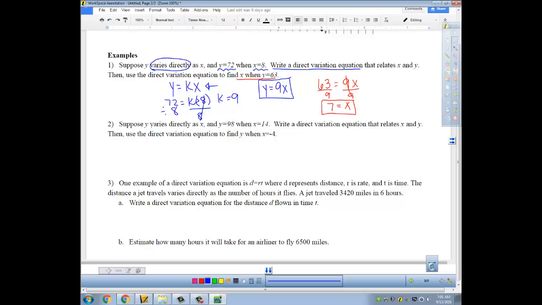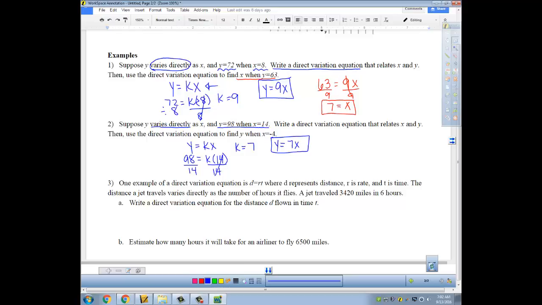Number 2, suppose y varies directly as x, so again, direct variation. y equals 98, x equals 14. So I'm going to start off with my basic equation, y equals k times x, and plug these numbers in. So y is 98, don't know k yet, x is 14. Divide both sides by 14 to get k by itself. So we get k equals 98 divided by 14, which is 7. So my equation, again, we're just rewriting the y equals k times x, but plugging in k: y equals 7x. So this is just your basic equation, where if you were to graph it, it would hit 98 and 14.